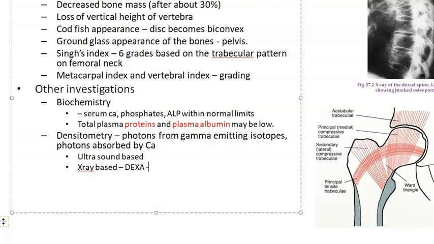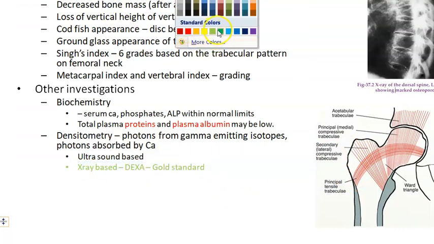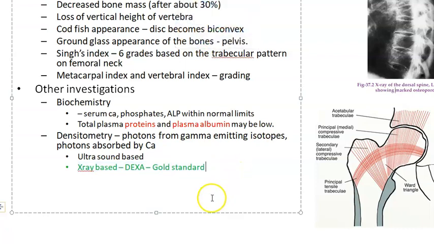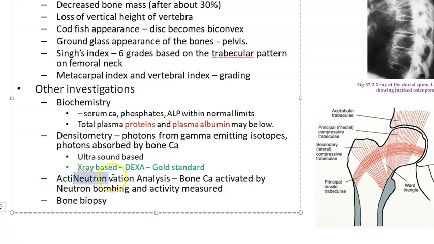It's the gold standard for quantification of bone mass densitometry. So DEXA scan is X-ray basically. Then you have one more thing other than this densitometry, something called neutron activation analysis. Neutron activation is as simple as that: you are going to activate the bone calcium with neutron and you will measure the activity.